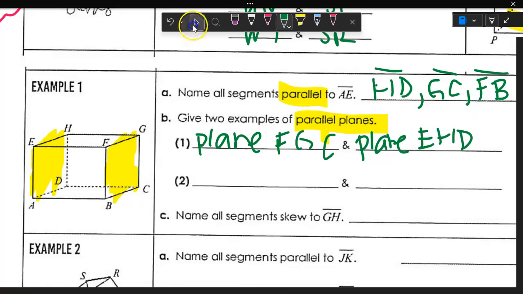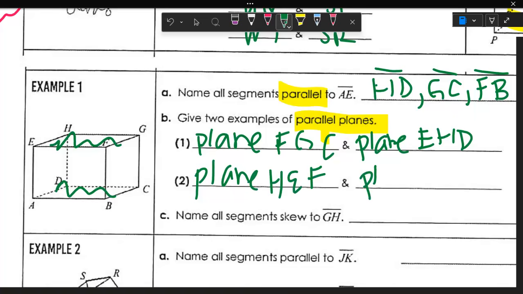Another pair of parallel planes, we could say this top one and the bottom one. And again, we use three letters, plane HEF, and plane ABC. It doesn't matter the order of the letters when you use them, as long as you use three.